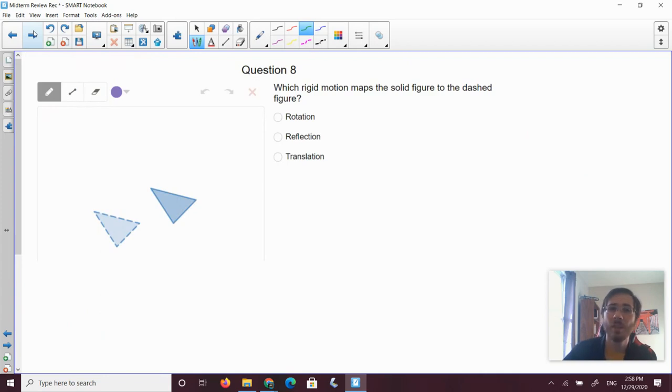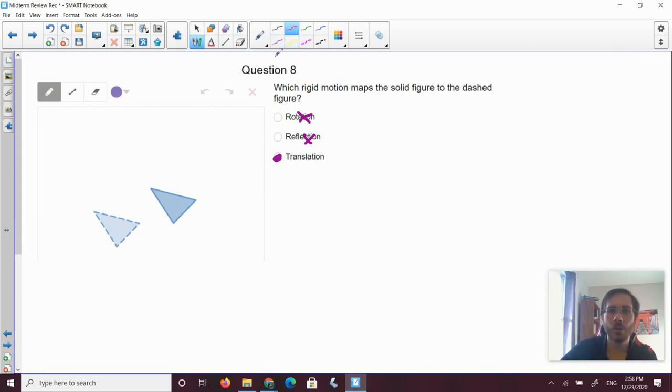All right, number 8 says which rigid motion maps this. This triangle doesn't look like it's rotated, so I'm not going to pick rotation. The triangle doesn't really look like we flipped it. We're not really reflecting it, so I'm not going to pick that one. So I think I'm going to go with translation. So it looks like we just kind of move that triangle from one place to the next.